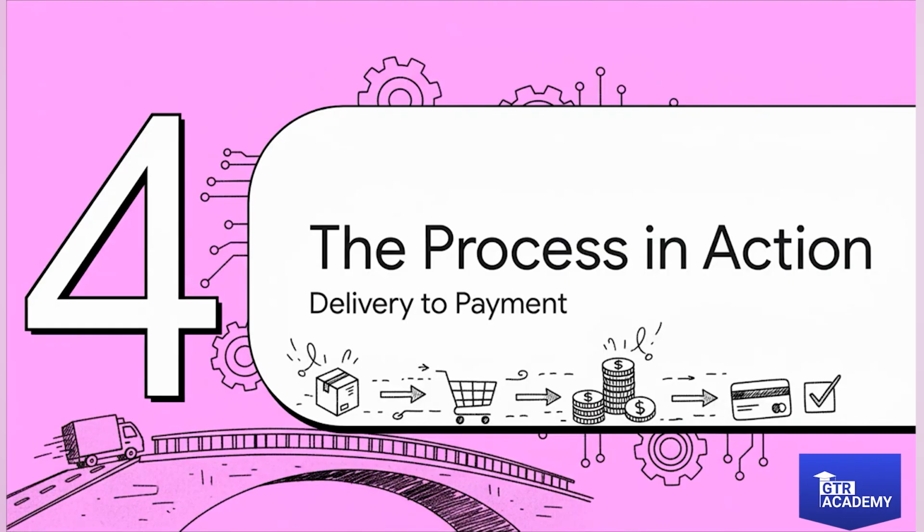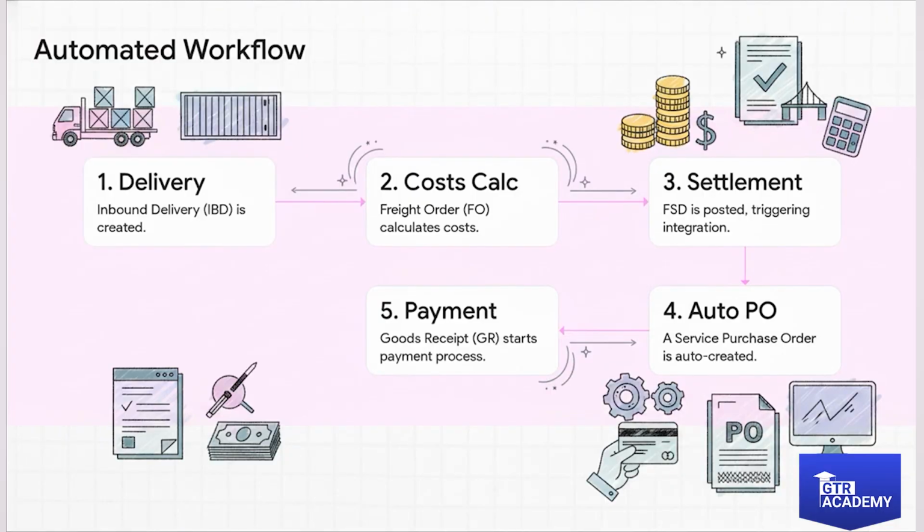Okay, the moment we've been waiting for. We have built both sides of the bridge. The financial foundation is set, and that logistics on-ramp is ready to go. So now let's watch how a single delivery can flow seamlessly across, triggering a completely automated financial transaction. It all kicks off the second those goods arrive and an inbound delivery is created in the system. That triggers a freight order in TM to calculate all the transport costs. Once that's confirmed, a user posts the freight settlement document.